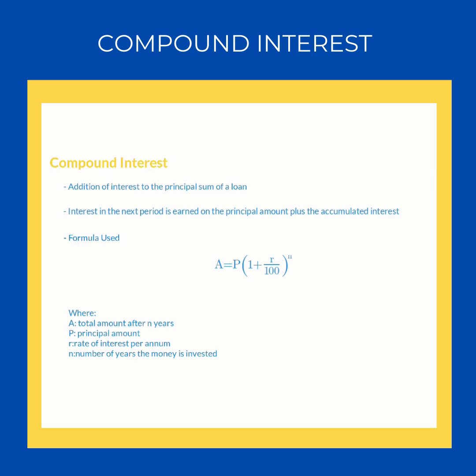Now the formula used is A equals P times (1 plus R over 100) to the power of N, where A is the total amount after N years, P is the principal amount, R is the rate of interest per year, and N is the number of years the money is invested. So if I'm given the time in months, I have to convert months to years. Pay attention here to the units.